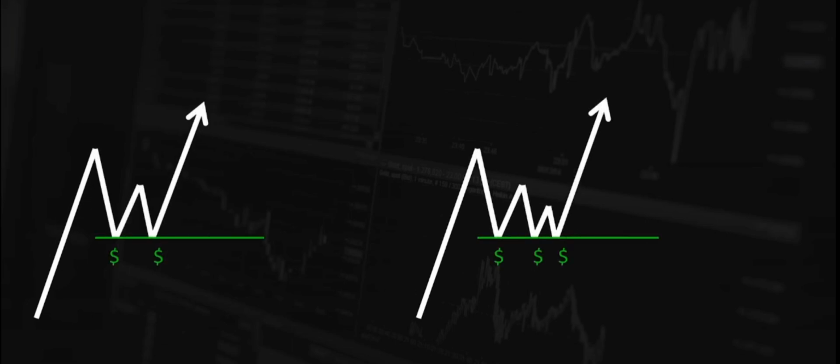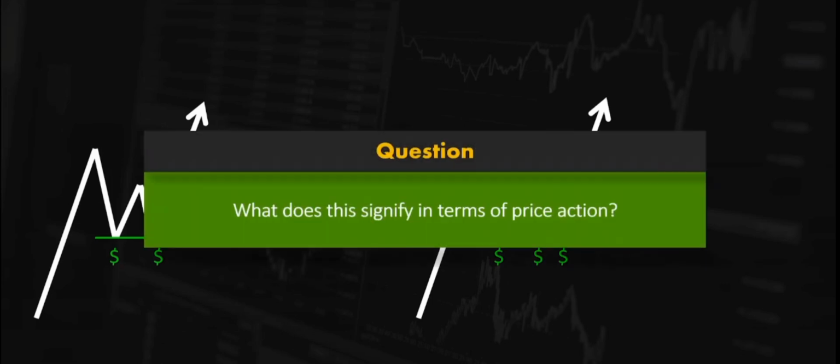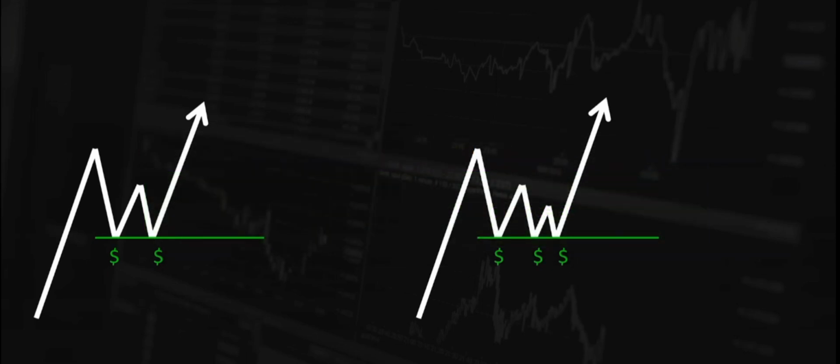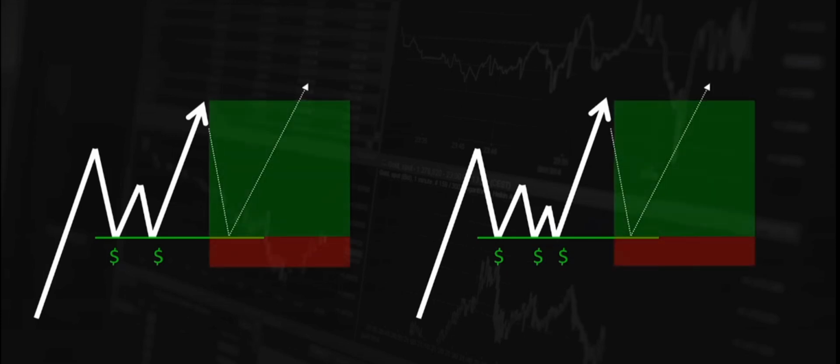As the name suggests, the price forms equal lows where the low points are around the same level. Similarly, the price forms equal highs where the highs are around the same level. So what does this signify in terms of price action? Double or triple bottoms created on the chart are great places to look for trading opportunities. Many retail traders expect rejection to the upside once the price taps into this area again, so they enter long positions at these levels, placing their stop losses somewhere below.